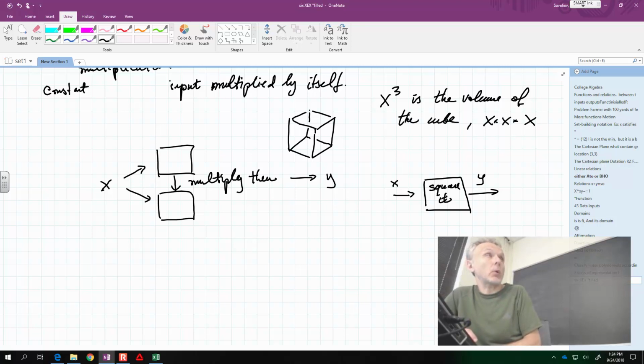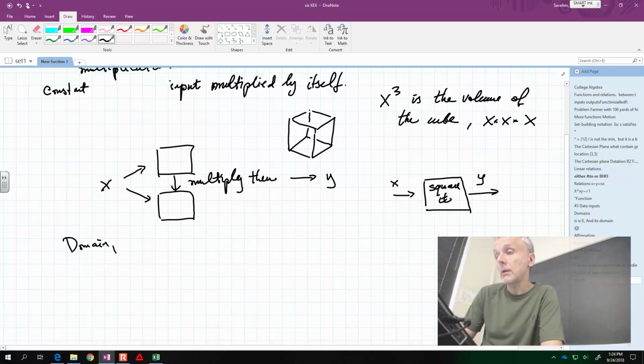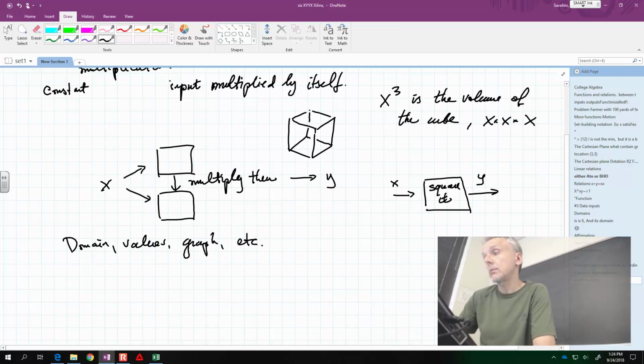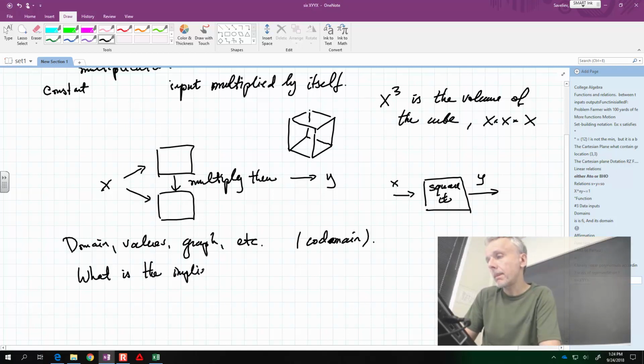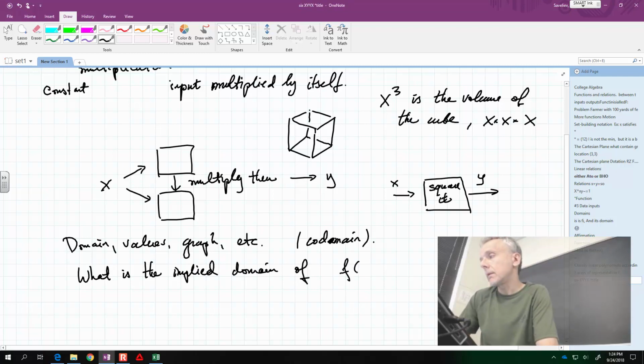So which is what usually it is: domain, values, graph, and so on. Okay. The codomain sometimes is also interesting, so we'll look into that too. But firstly, domain. What is the domain? What is the implied domain of f of x equal to x squared?